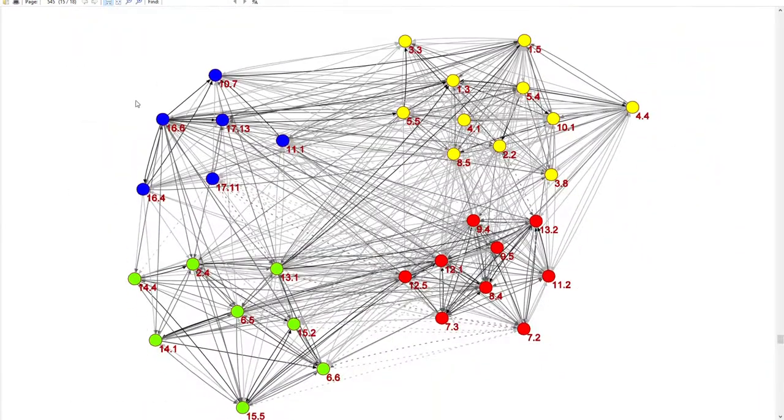So all the clusters, the blue ones, they only have positive interactions between them. The green ones, only positive interactions between them. The yellow ones, only positive interactions between them. The red ones, only positive interactions between them, except for this interaction between these two.